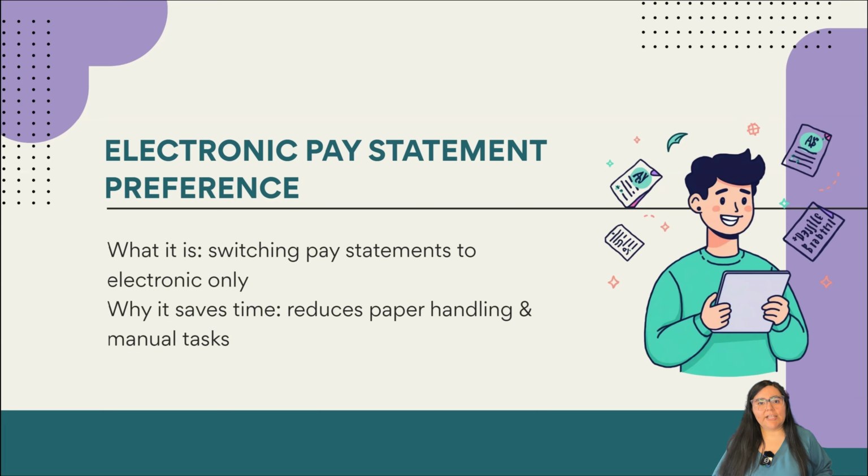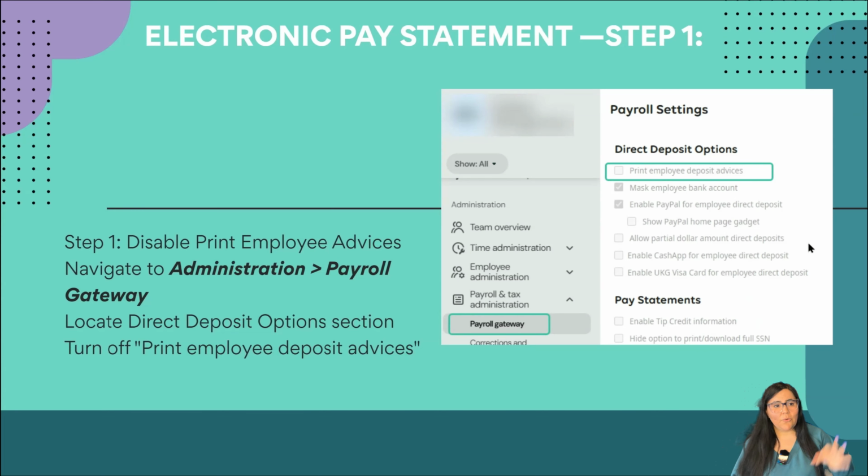But for this specific client, there was literally one out of 1,800 that wanted a paper statement preference. And so we just assigned that to an admin to print out for them and deliver. So really, really saves us time, especially in this age of electronic preferences. So how do we do that?